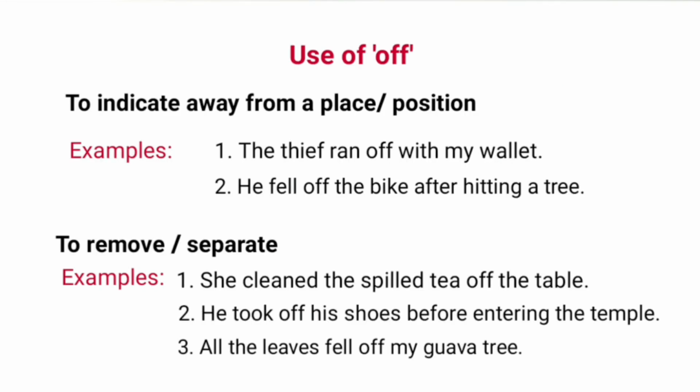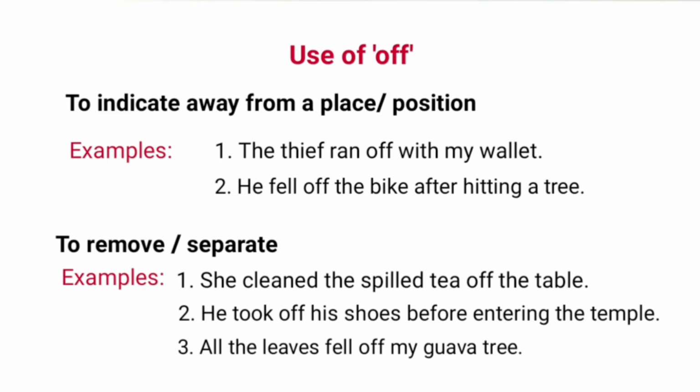Now, coming to the use of 'off'. It is used to indicate away from a place or position. Examples are: The thief ran off with my wallet. It indicates that the thief ran away from the place. Number 2, he fell off the bike after hitting a tree. His position is changed here.